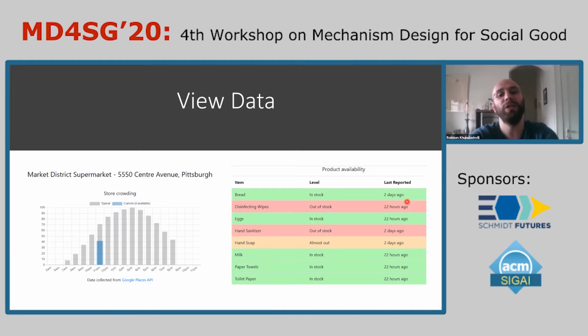The first one, as you see here on this page, is for one particular grocery store. On the left, we have crowd information about how crowded the store is right now, as well as historical information. And on the right, we have information about product availability in this particular store. As you see here, red means out of stock: hand sanitizer is out of stock, and hand soap is almost out of stock.